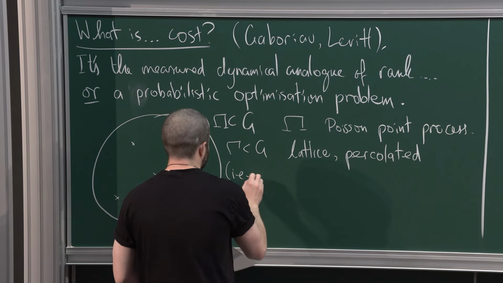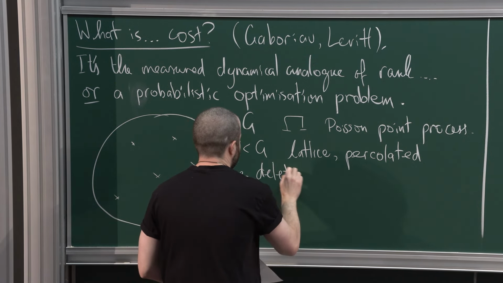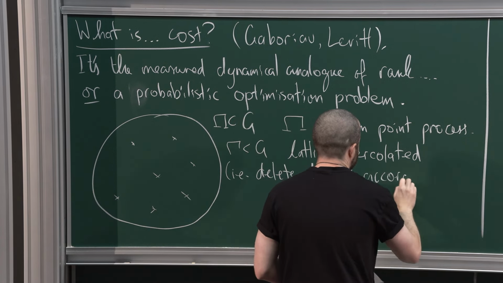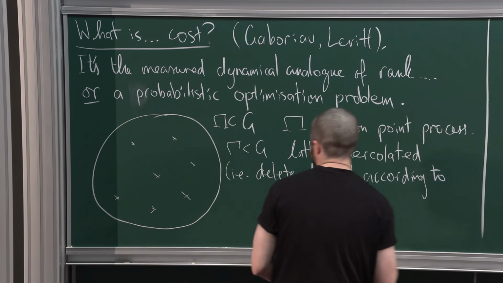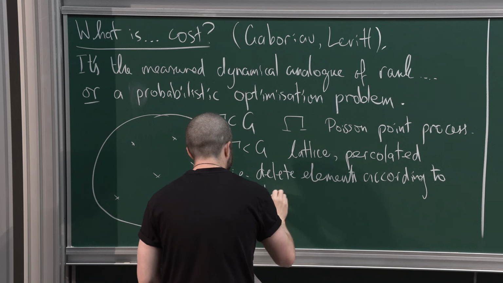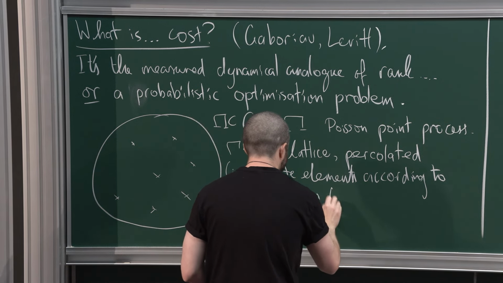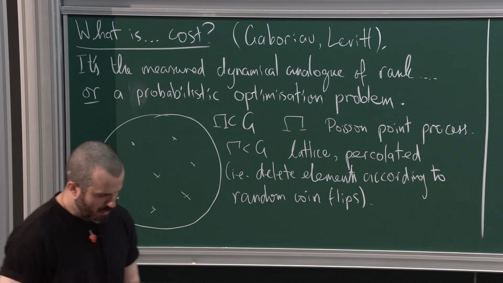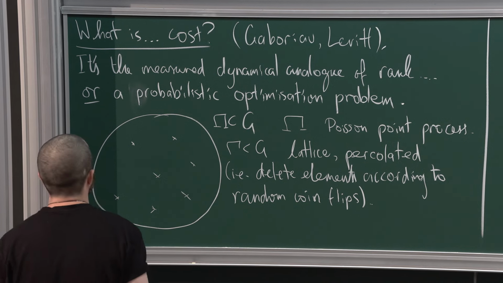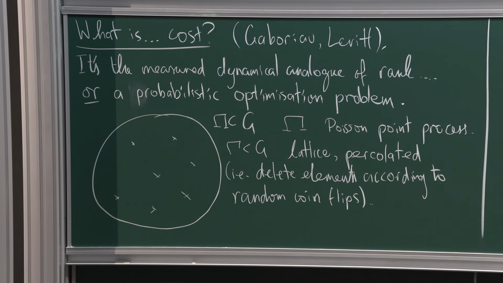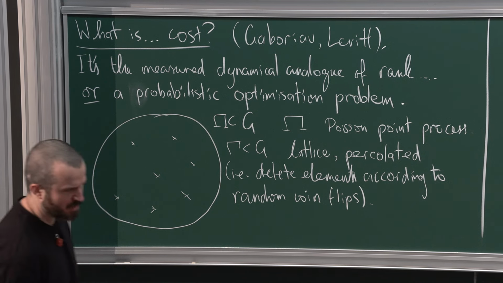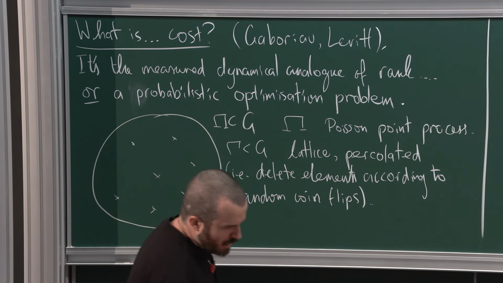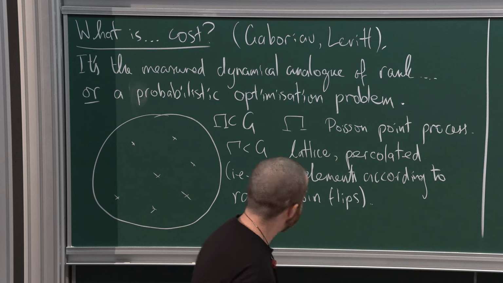So I delete elements according to random coin flips. Okay, that gives you some random subset of the space. It's not really the Poisson, but it's close enough for government work. So what is the actual optimization problem? This is an instance of the optimization problem.